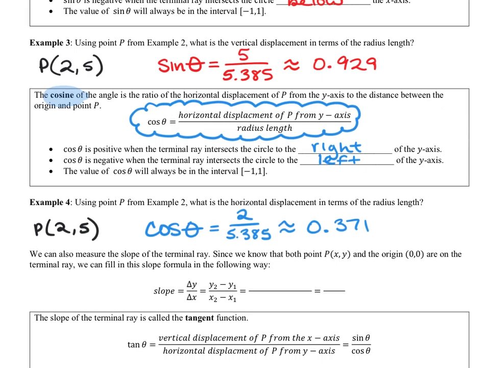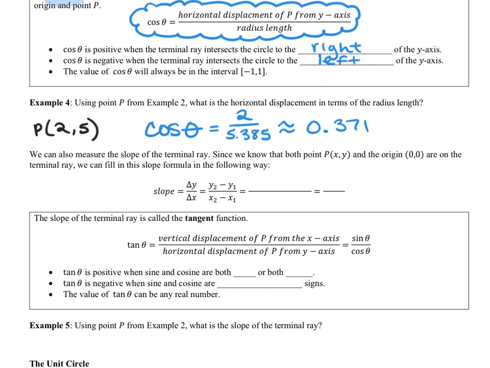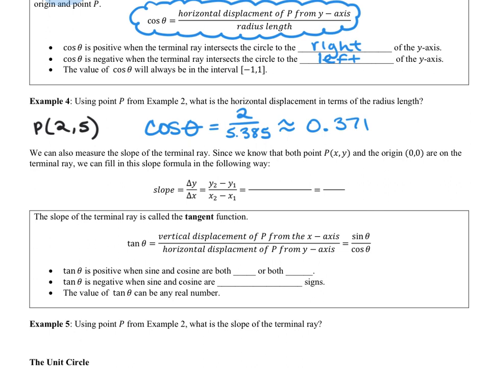What's cool about the way we're learning this in this class is that it's tying in a whole bunch of things we've learned. We've talked about slopes of lines for a long time. We talked about the average rate of change for different types of functions, all the functions we've studied so far. And guess what? We're still talking about slope in this unit. We can measure the slope of the terminal ray. Since we know that the point and the origin are on the terminal ray, we can always fill in the slope formula the following way.